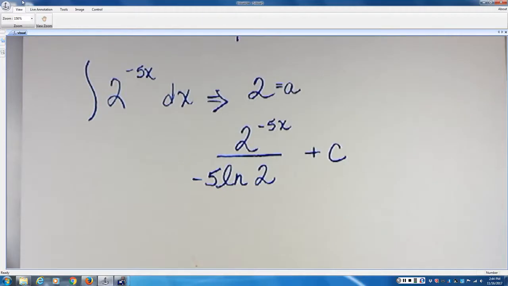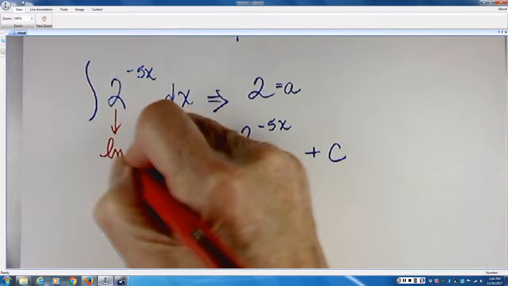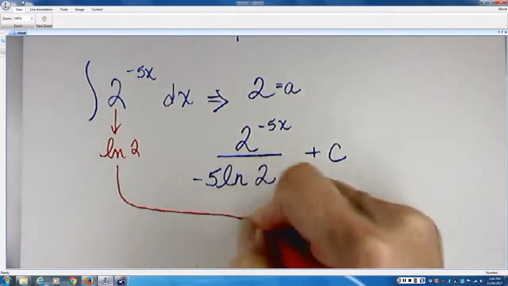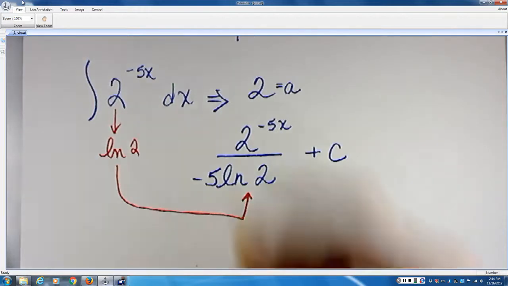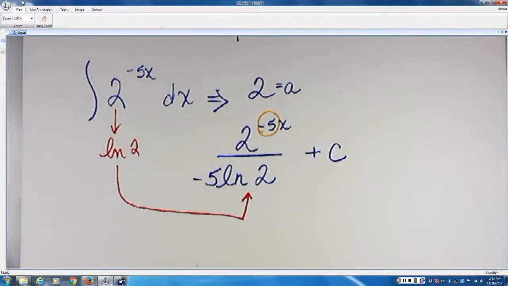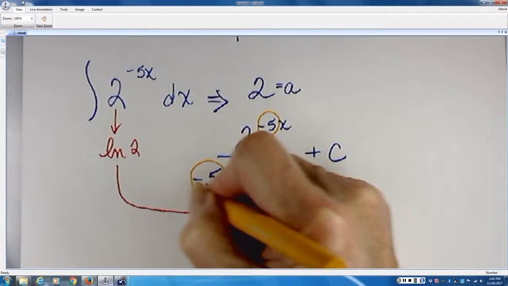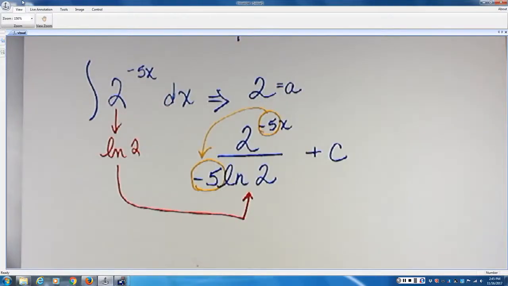So that's just the process. So that's where that came from. You have to take the natural log of the base. And then just remember, whatever this constant is in your exponent, you drop it down in the denominator as well. That's your process. Okay?